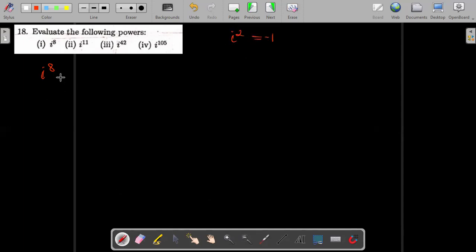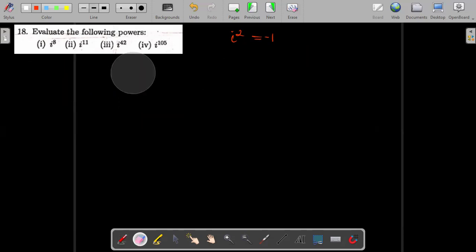So now we have i raised to the power 8. How are we going to simplify this? You can write this as i squared to the power 4, because when the 4 multiplies with the 2, it gives us 8. Where there's i squared, we can replace it with -1 raised to the power 4. Any negative number raised to an even power gives you a positive value. So this gives you +1, and that's how you solve the first one.